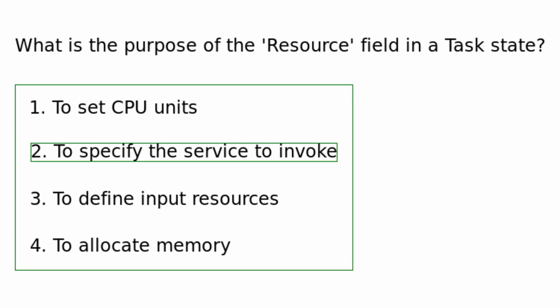The resource field in a task state of AWS Step Function specifies the service to invoke, such as a Lambda function ARN or an ECS task ARN.